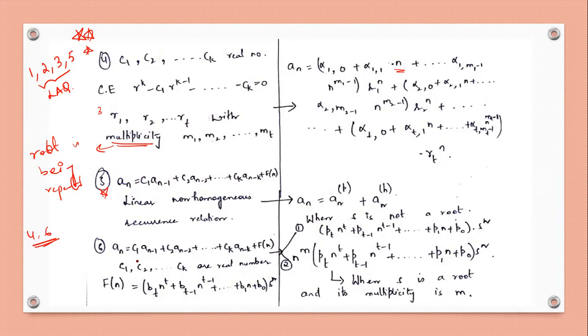Now the next one is theorem 6 which we have just seen. Theorem 6 is basically when we have f of n as a product of a polynomial and the nth power of a constant. Then in this case we have two cases. We have just seen the two cases.